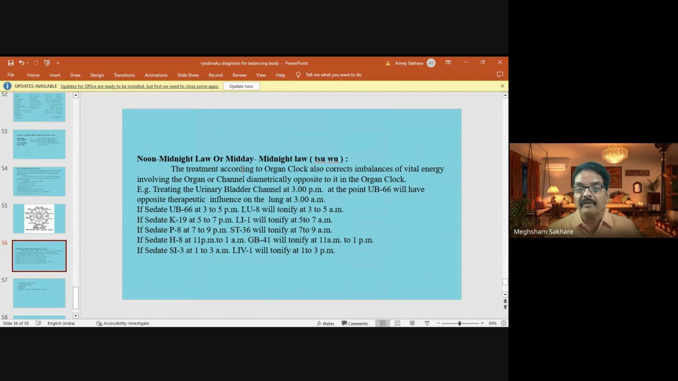With this organ clock we can use the noon-midnight law, or midday-midnight law. The treatment according to the organ clock also corrects imbalance of vital energy involving the organ channel diametrically opposite on the organ clock.